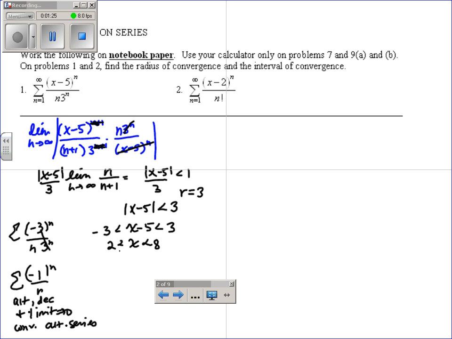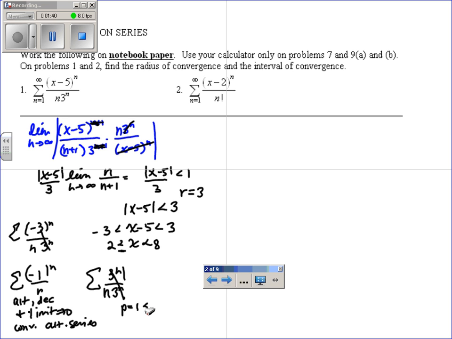So this is included, and then if you try 8, you end up getting 3 to the n over n times 3 to the n. This ends up being 1 to the n over n. P is equal to 1, which is not greater than 1. And so by the p-series test, it diverges. So this is our interval, and this is our radius.